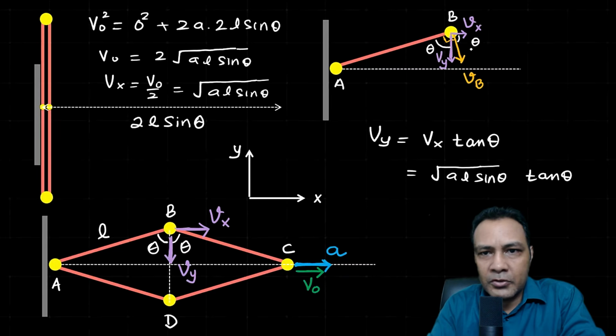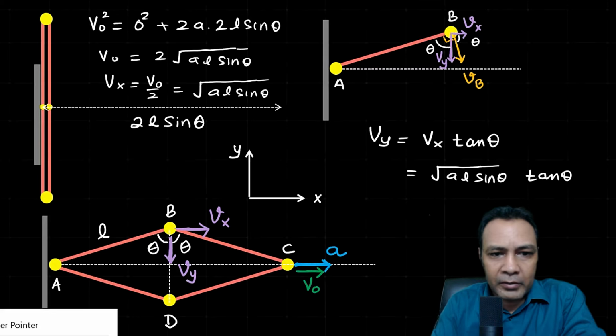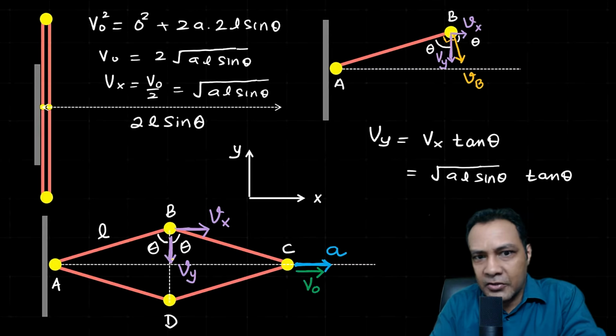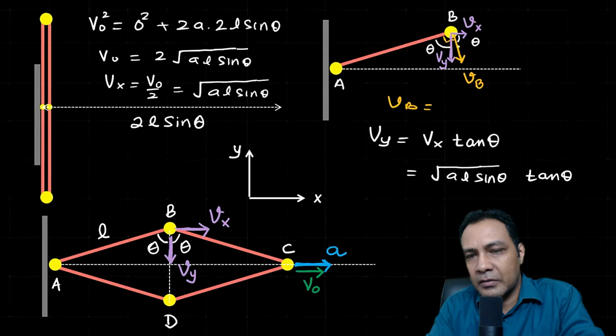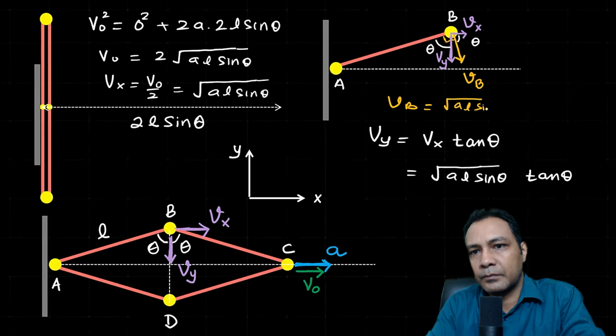So overall velocity, if I want to write that VB, not required, but still for the analysis of the direction of acceleration, VB is equal to Vx sec theta. Actually, Vx is equal to VB cos theta. So VB is equal to Vx sec theta. So it means that is the square root of aL sin theta into sec theta. Sec theta is 1 by cos theta.